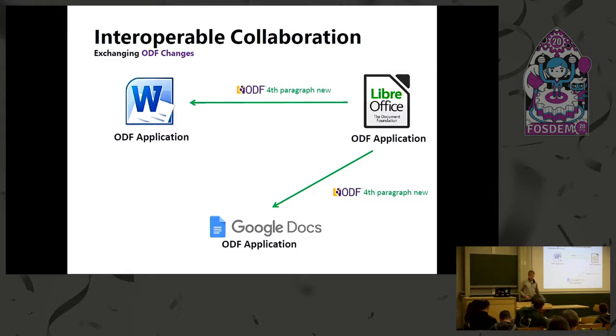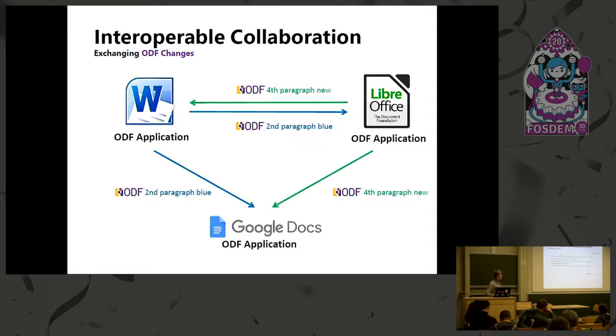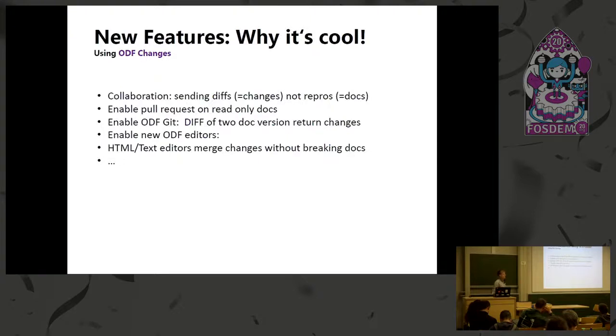And that's the way we go to the semantic level, which is stable. And we are going to standardize these semantic entities and send them around. So in the end, we do a fine collaboration here. So why is this so cool? What can we do now?